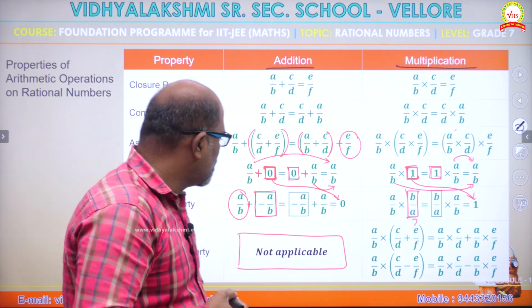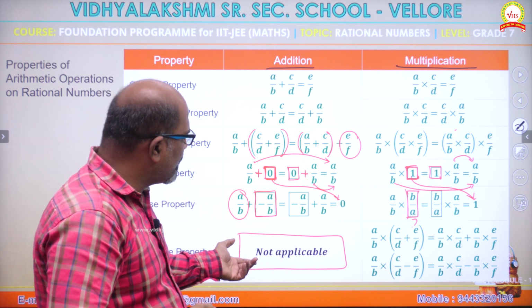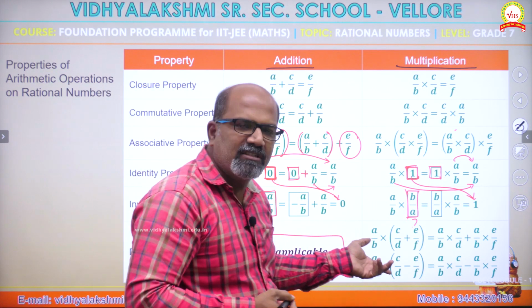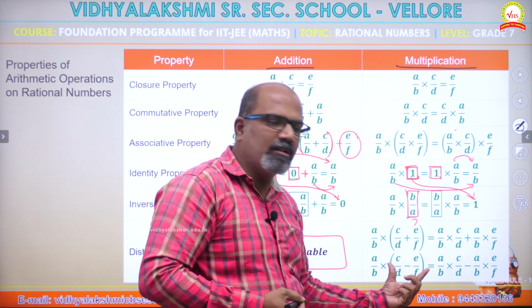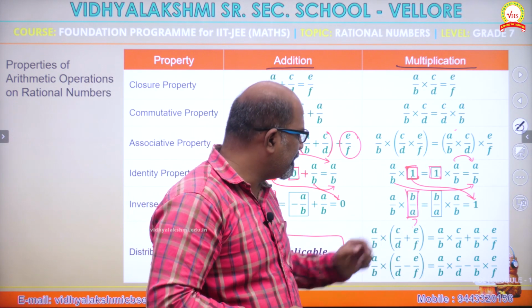Clear? Okay. Now, coming to the distributive property, it is not applicable in the case of addition, but it is applicable in the case of multiplication. You can see that we are taking three rational numbers, a by b, c by d, e by f.